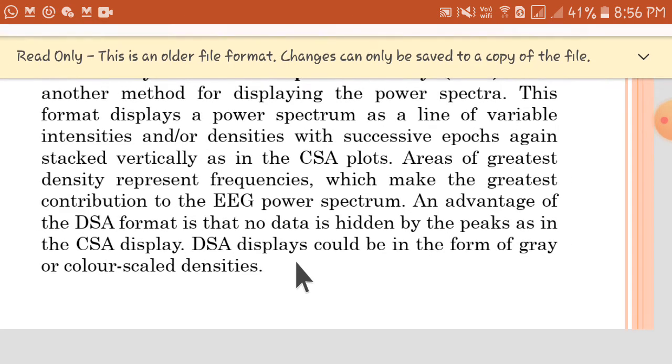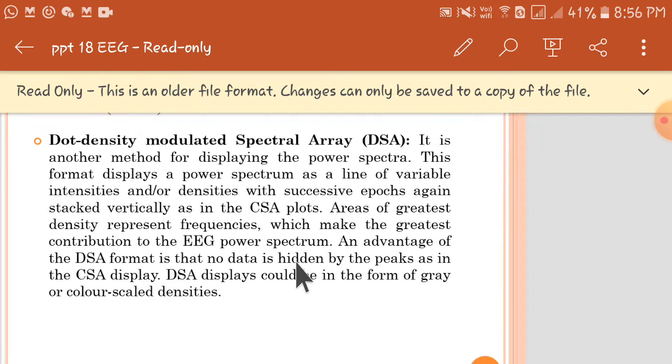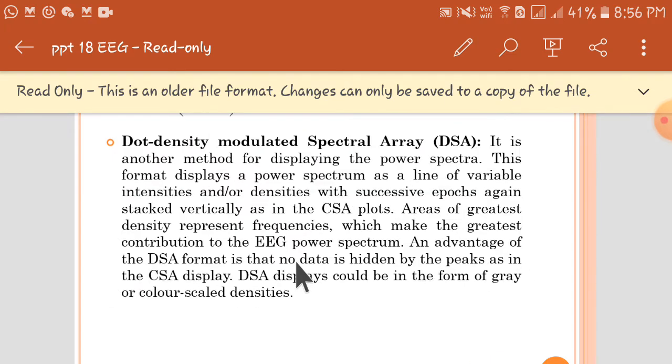So that was about the analysis of the EEG signal. We have discussed what an EEG signal is, then the placement of electrodes, and after that the analysis of the EEG signal. Okay, thank you.